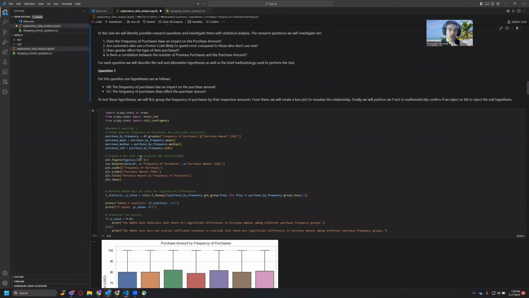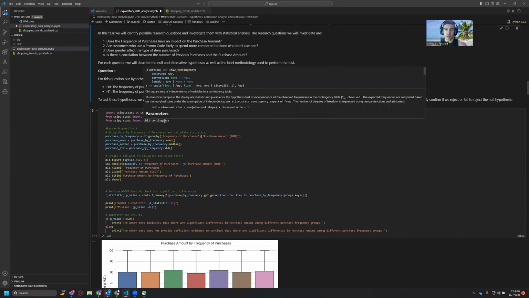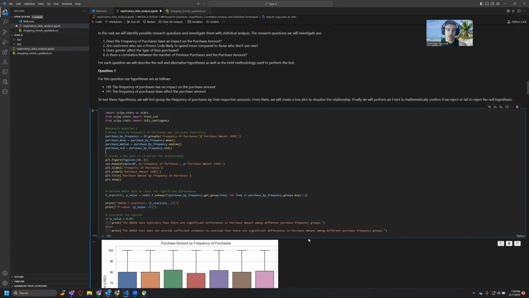So for question 1, our null hypothesis is that the frequency of purchases has no impact on the purchase amount. An alternative hypothesis, as always, is going to say the opposite, that the frequency of purchase does affect the purchase amount. So then to test this hypothesis, we'll first plot out our box and whisker plots for each of the categories, and then we can use a one-way ANOVA with an F-test to mathematically confirm whether we reject or fail to reject the null hypothesis.